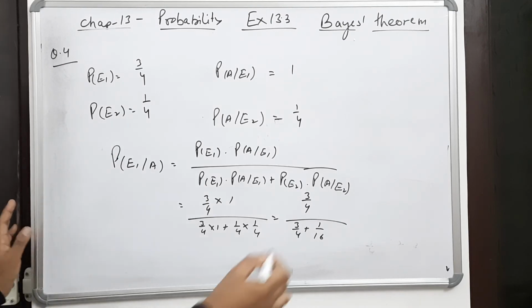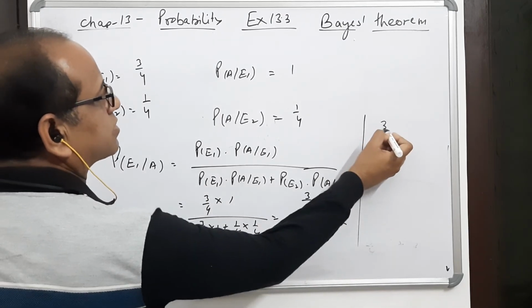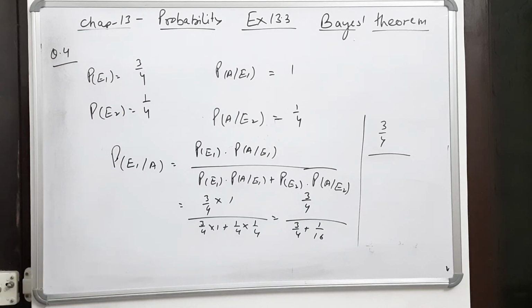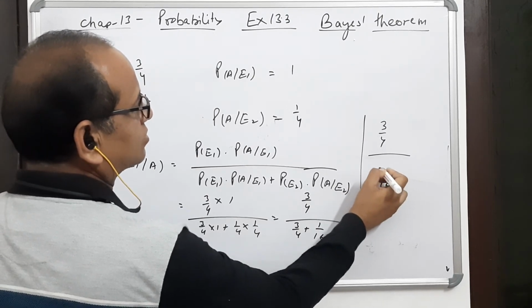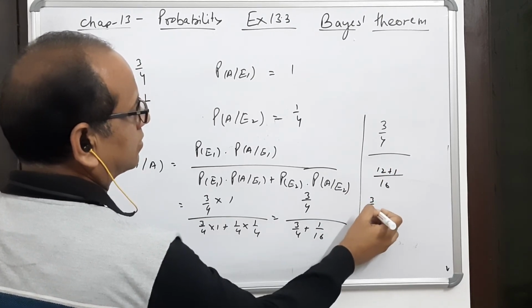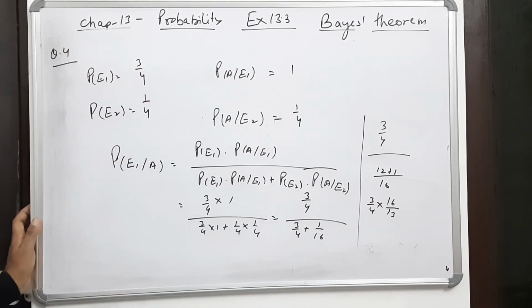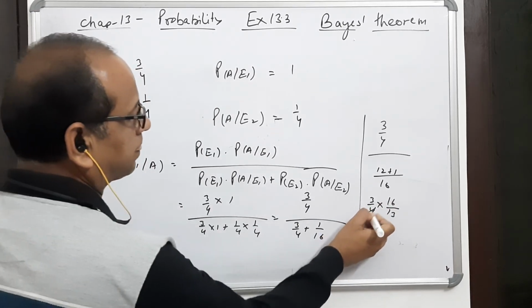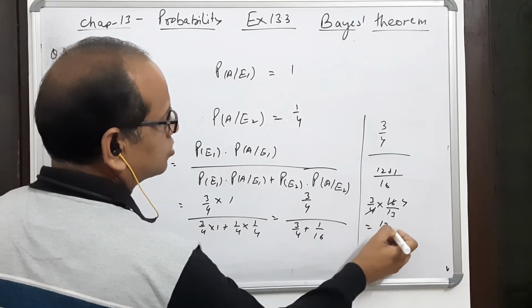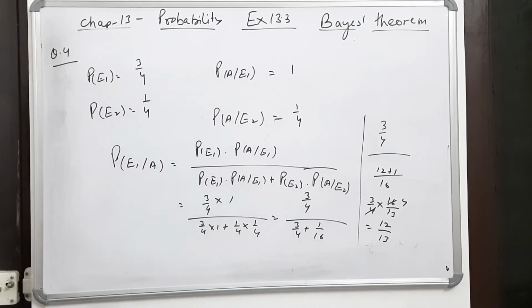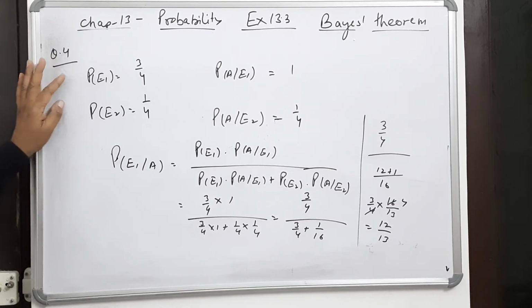If you simplify it further, I hope it is not required to explain, but still I am explaining. If you take the LCM of the denominator, then the LCM is 16. So it is 12 plus 1, that is 13 by 16, and the numerator is 3 by 4. So the final answer is 12 by 13. So the probability that his answer is correct and he knows the answer is 12 by 13.